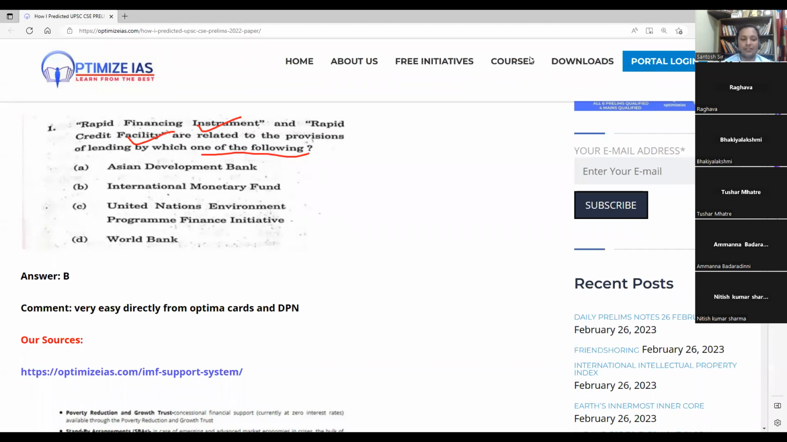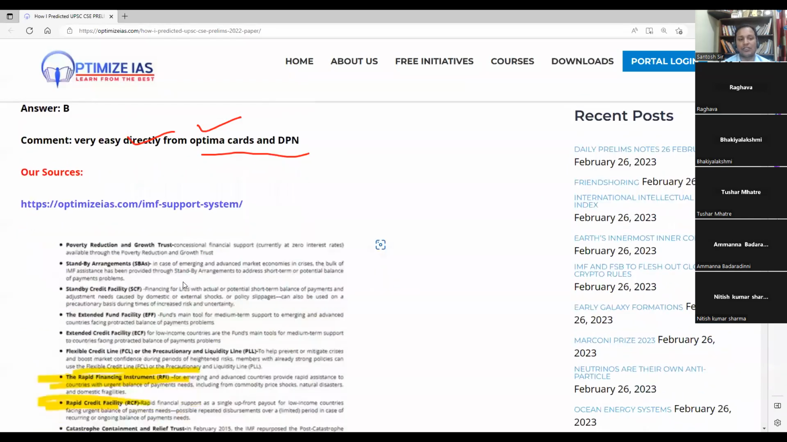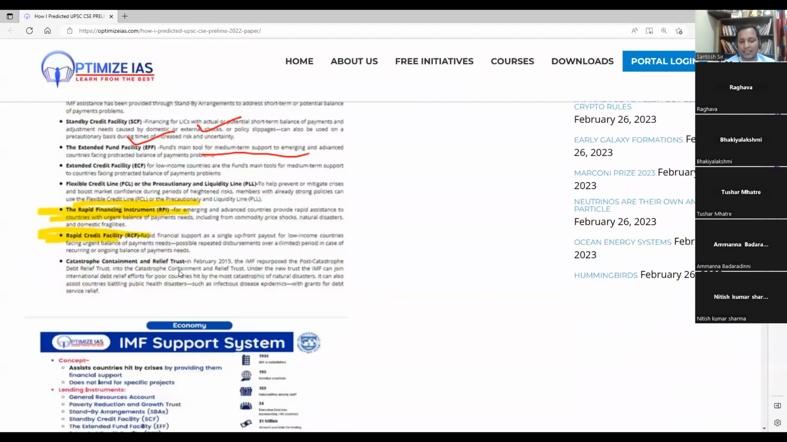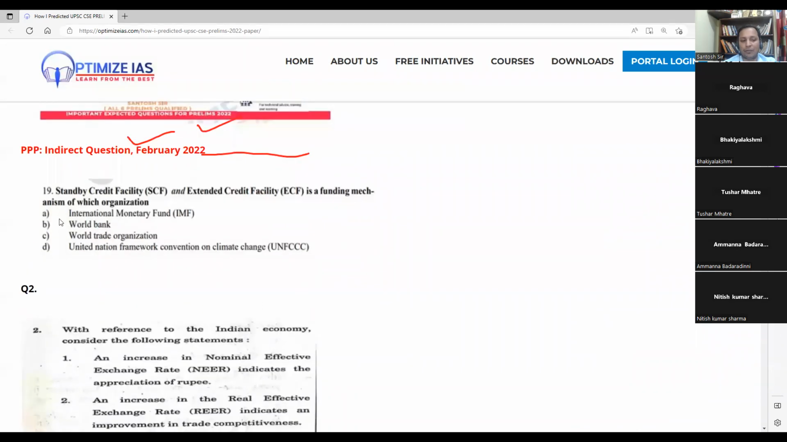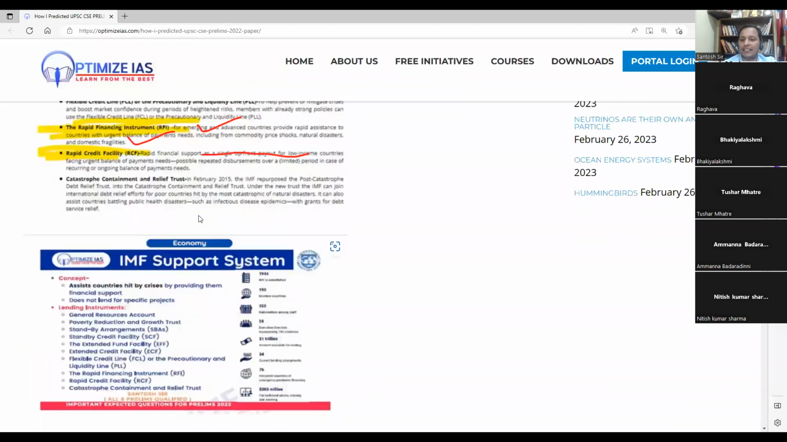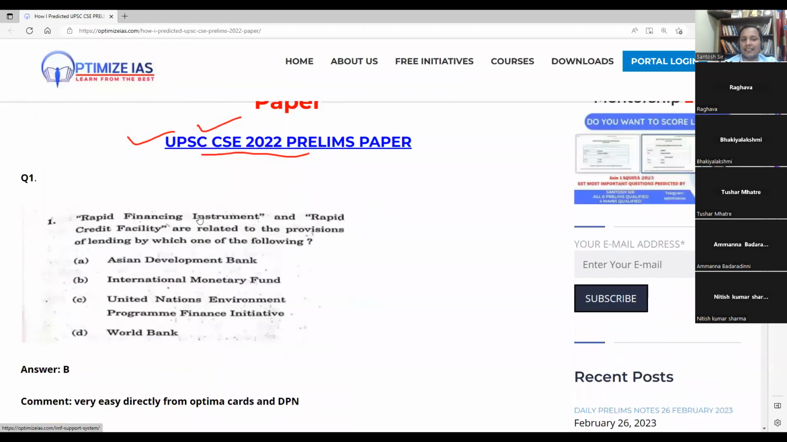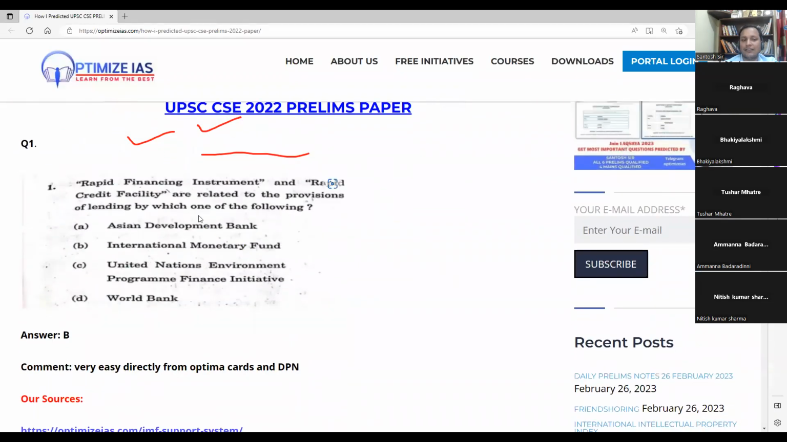Last year, if you see this question, I had covered it in my DPN, and I have given the Optima card also, and I have prepared a PPP also. Why? Because for the last one year, which country is under stress, which country is asking for an IMF loan? We know that Sri Lanka is asking for an IMF loan. You see what we have done in the DPN.